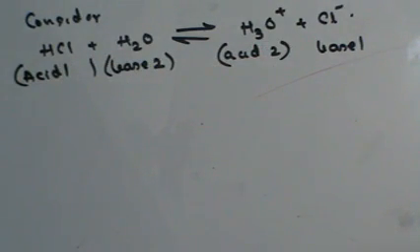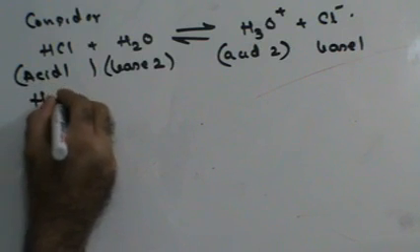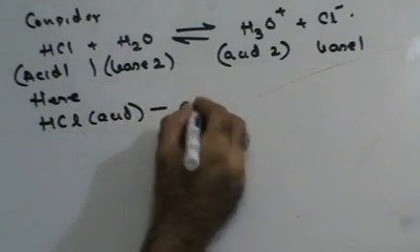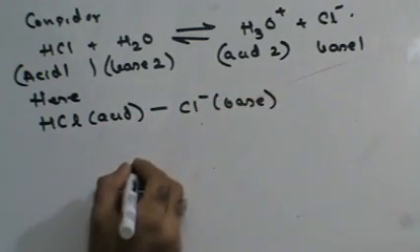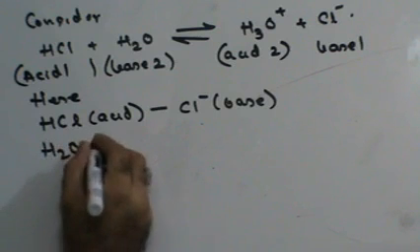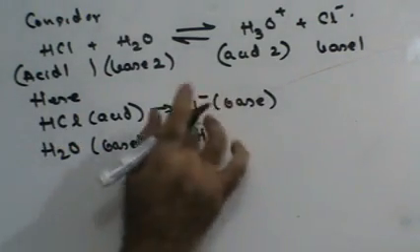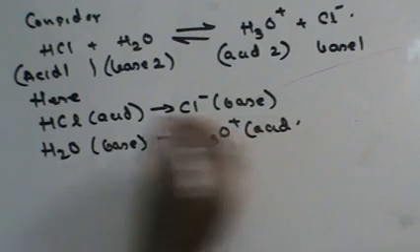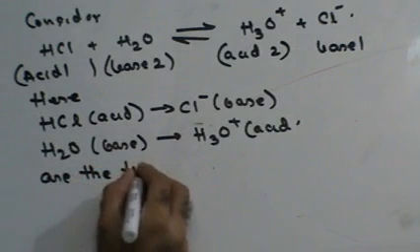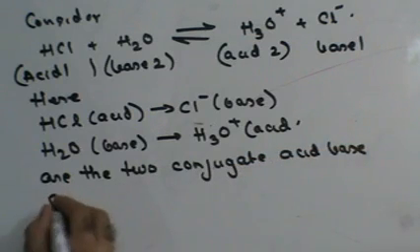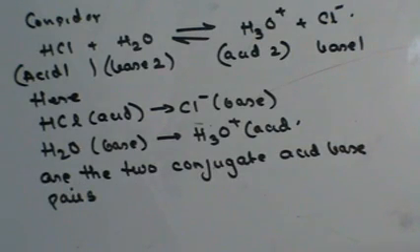Right? Now, in this case, which are the conjugate acid-base pairs? In this particular reaction, HCl and Cl minus is one conjugate acid-base pair. Similarly, water and hydronium ions are the two conjugate acid-base pairs. Hydrochloric acid and chloride, and water and hydronium, are the conjugate acid-base pairs.